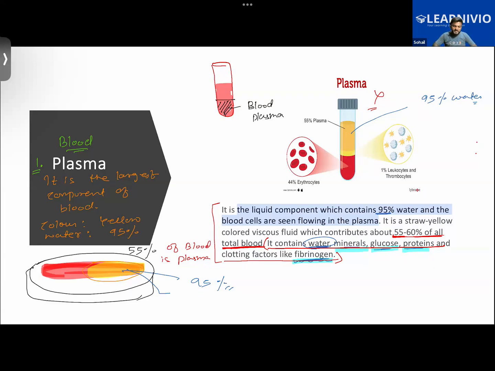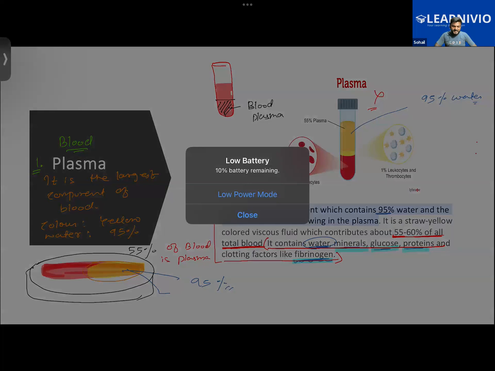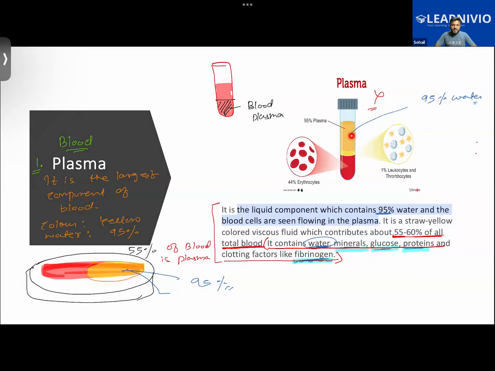No. This blood sample was put in a centrifugation machine. And when it was spun at high speed, the plasma found in the blood, which is 95% made up of water, is lighter in density. So thereby it accumulated at the top. And other things were denser, more heavy, so they settled at the bottom.